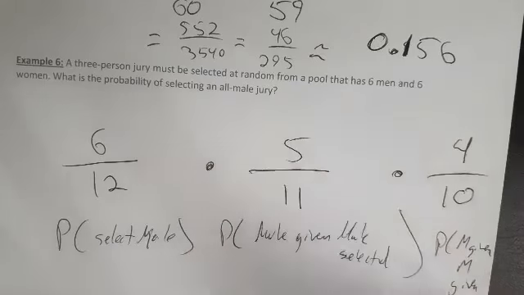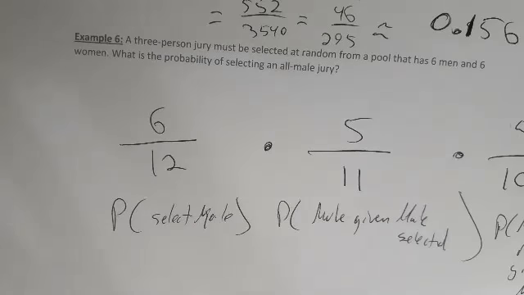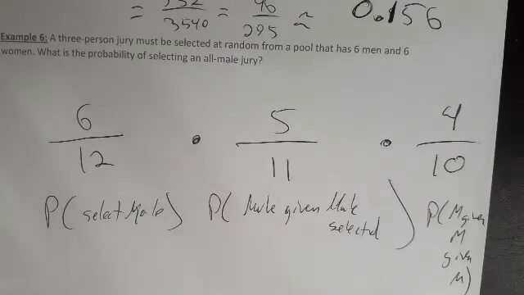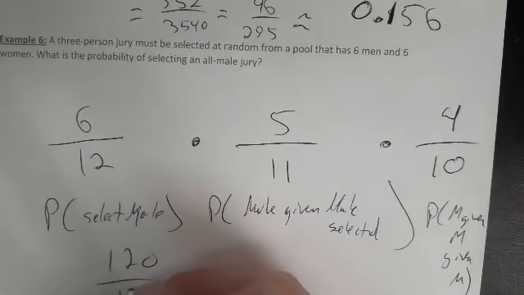And I have these 3 numbers. I have these 3 probabilities. The way that I combine them when I want all 3 of them to happen simultaneously is I multiply them. So I'm looking along here. I want this to happen and this to happen and this to happen. This should give me 120 over 1320.